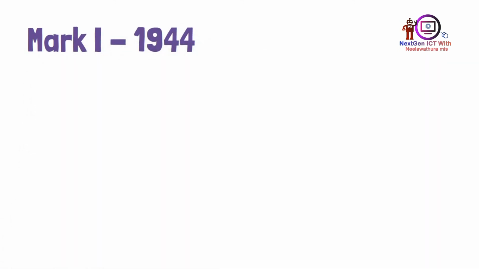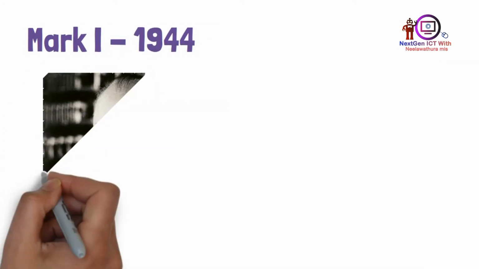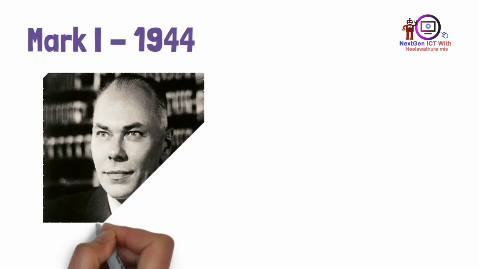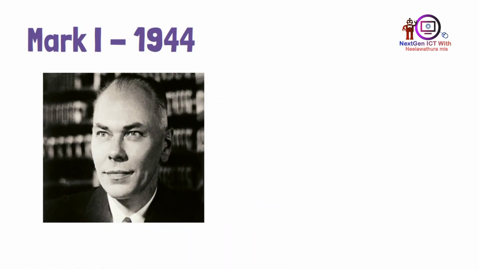Mark I, 1944. In the year 1944, a man named Howard Aiken invented the machine called Automatic Sequence Control Calculator at the Harvard University with the assistance of his companions and IBM company. This was named Mark I.